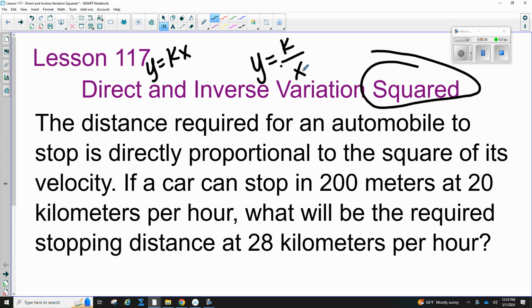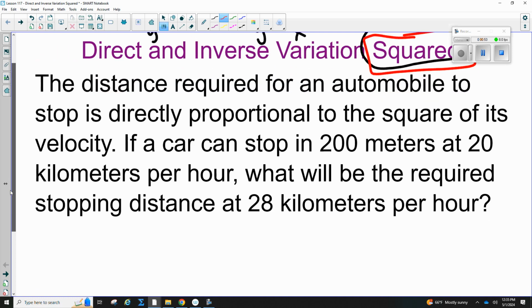Exactly. Now we're going to start adding in the word squared. Like it varies directly with something squared, or it varies inversely with something squared. So you just have to read a little more carefully to make sure you have the squared in there. All right, so let's try one.